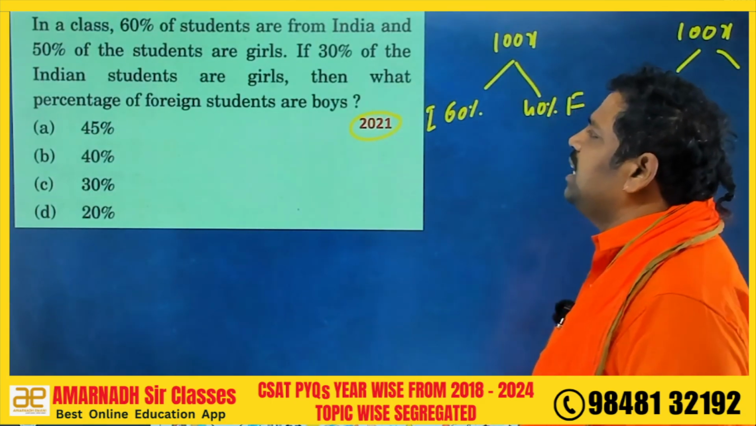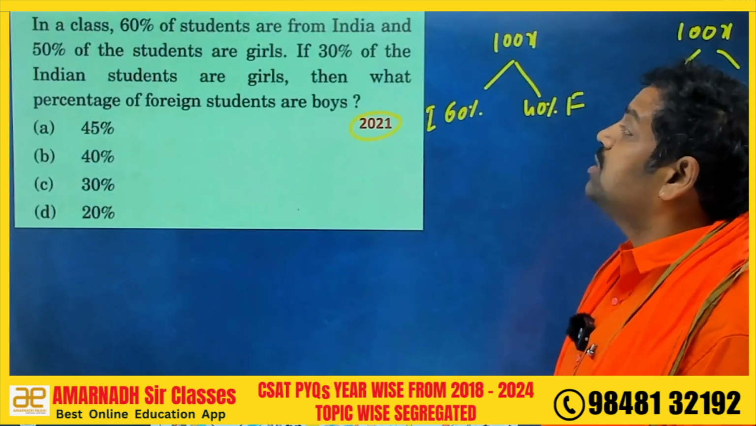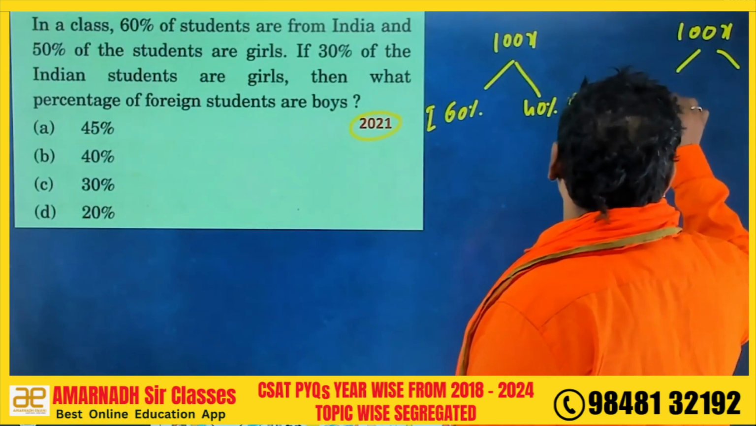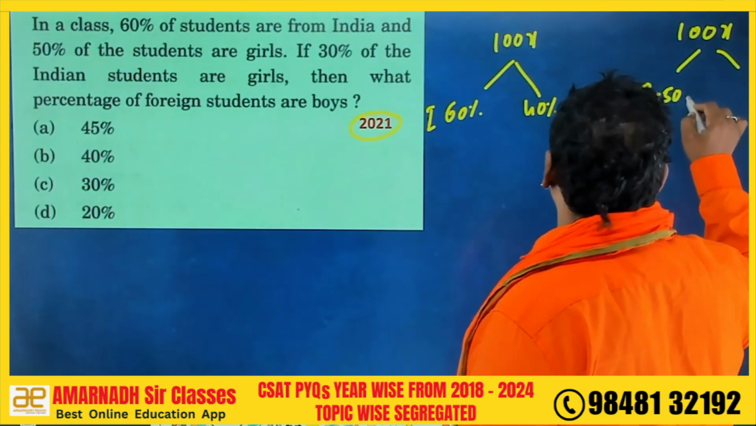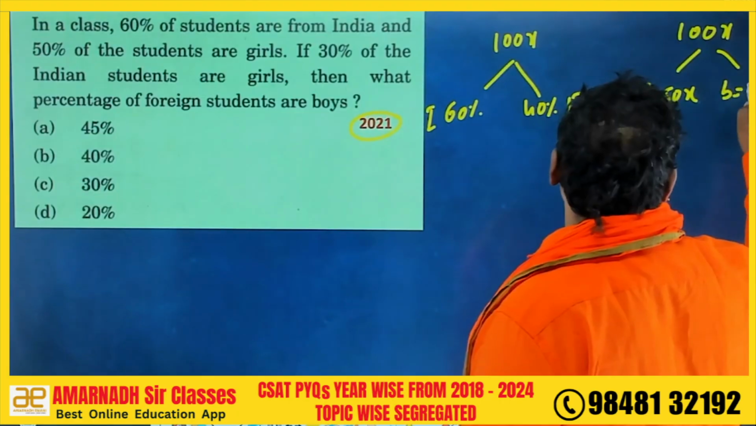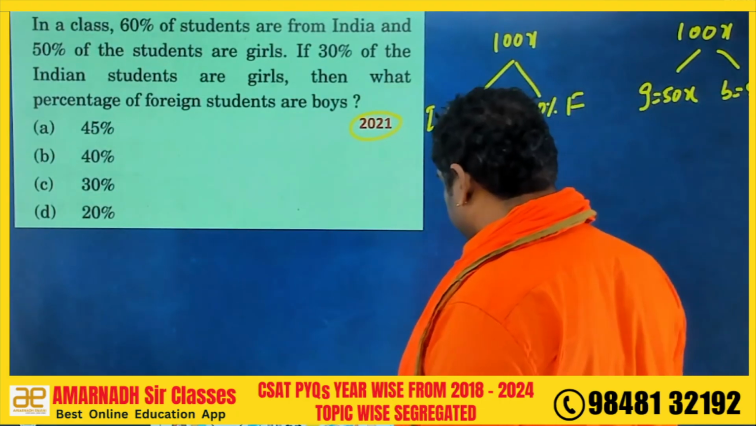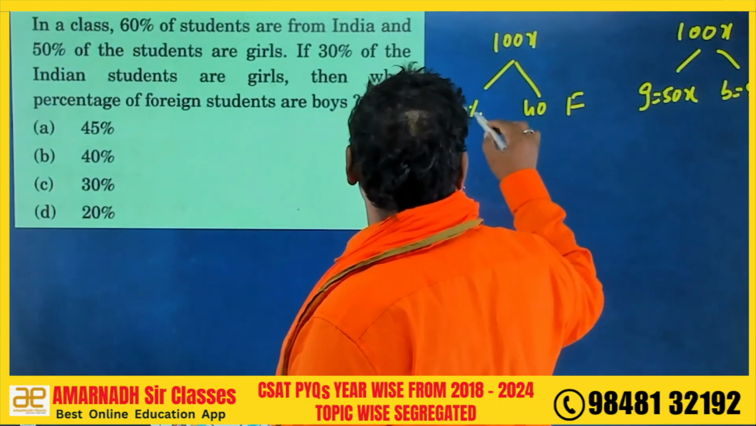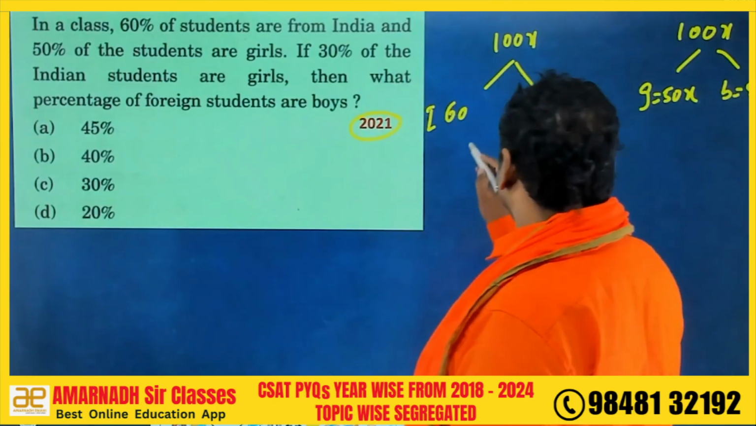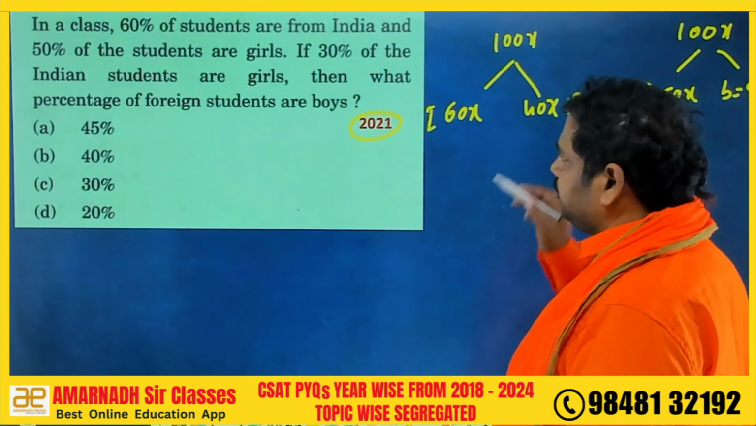50% of the students are girls. So girls are 50%, that is 50x. That means that boys are also 50x. But here we can remove the percentage, right? We can write x also. 60% means 60x, 40% means 40x.